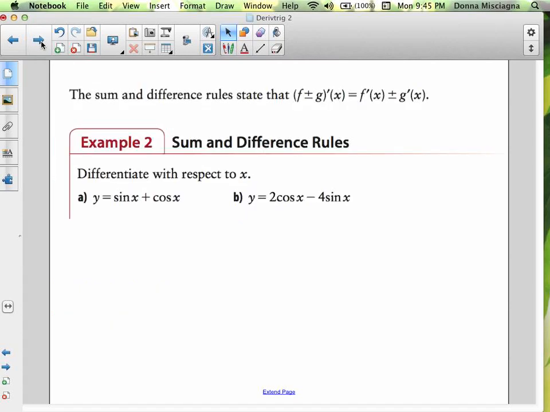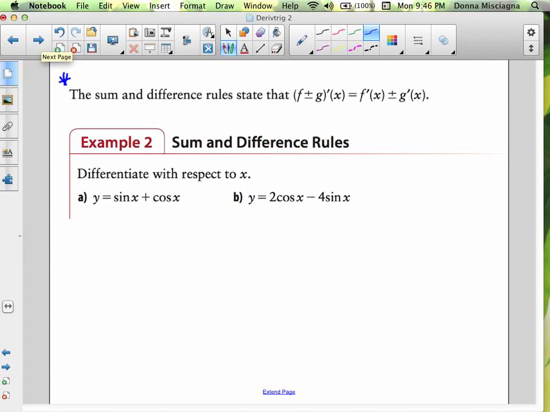All right, so we have sum and difference rules, right? The sum and difference rules state that if you're taking the derivative of a sum or difference, it's just the sum or difference of the derivatives. That's what that says up there, which you have in your notes with the power rule. So I just take the derivative of each one of them. The limit's the exact same way.